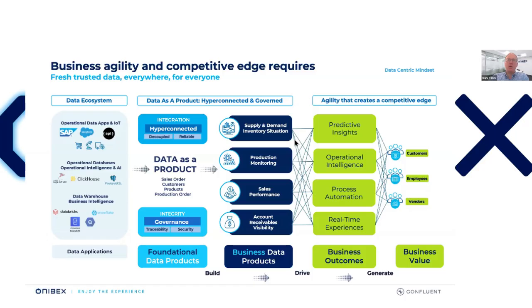And I know I'm repeating these, but I want you to be aware because the way the challenge works is your organization, when we meet with you, you're going to choose which one of these business challenges you want to take on. And I'm going to walk you through each one of these. And then later on, we're also going to be doing a demo. But again, the four are supply demand inventory, production monitoring, sales performance, and accounts receivable visibility. And this is going to offer you predictive insights, operational intelligence, process automation, and real-time experiences, right? Again, all of this is in real time, which is amazing.